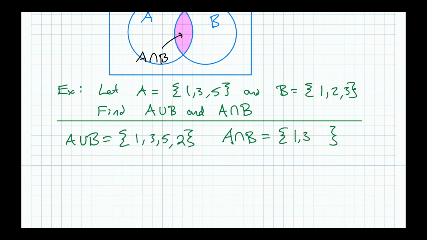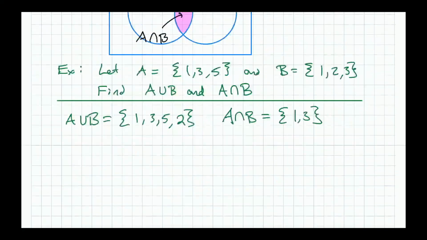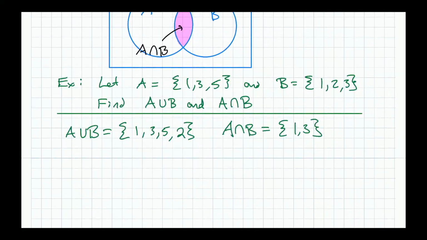All right, let's move on to B. We already talked about 1. 1 is in the intersection. Let's talk about 2. 2 is in B, but 2 is not in A, so it does not go in the intersection. And let's look at 3. 3 is in both, so 3 is in the intersection, but we already wrote it. So we're done. That is our intersection. That's how you do an intersection.